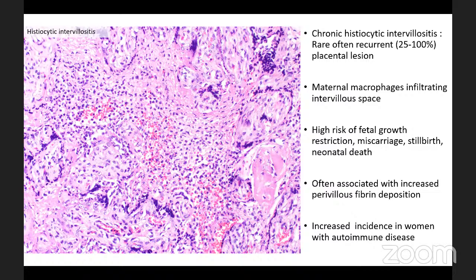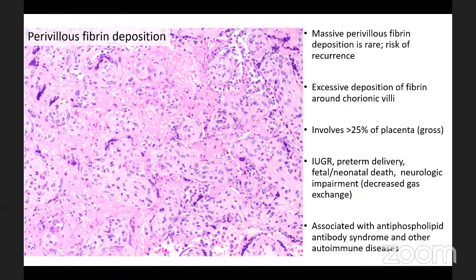And of note, in the non-coronavirus setting, these particular features tend to occur or have an association with autoimmunity in mom. So I bring this up because the findings that we were seeing were so significant in terms of the volume of disease that we suspected ultimately, and this sort of foreshadowed what's going to come later in the talk, that the outcomes were going to be similar to what we see with chronic histiocytic intervillositis. So we started to become worried that things like stillbirth, IUGR, and miscarriage were going to be increasing during the pandemic. The next major feature of SARS-CoV-2 placentitis is perivillous fibrin deposition.